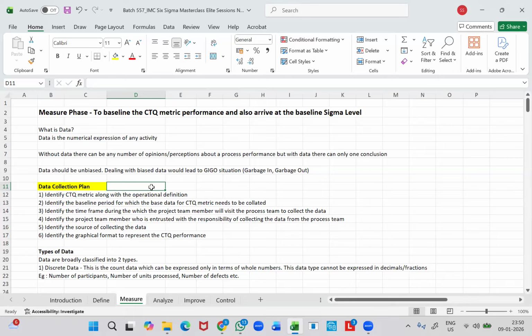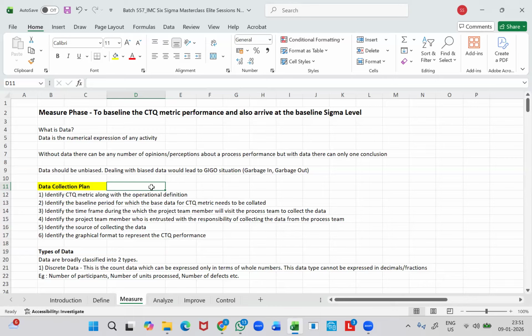It cannot be just handed over to any individual. So the process team lead needs to have a proper approval provided by the leadership team for handing over the relevant data to the project team representative. So this data collection plan will serve as an approval document for the process team lead to hand over necessary data to the project team representative.